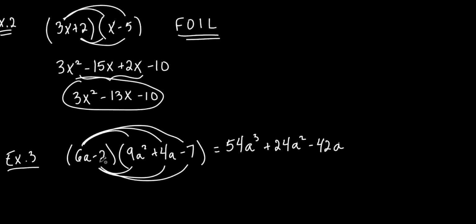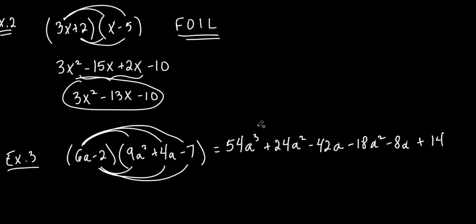Now, let's do the second one, that negative 2 times this whole parentheses. So it's negative 2 times 9, which is negative 18a squared. And then it's negative 2 times 4a, which is negative 8a. And then it's negative 2 times negative 7, which is plus 14. Do I circle that and that's my answer? Do I go on? Nope. Always look to see if there's like terms.